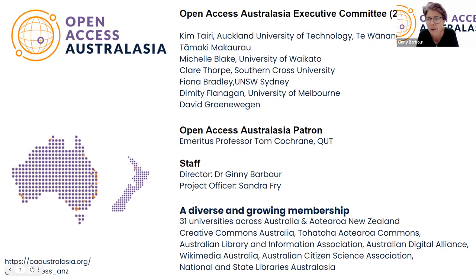If you're not fully familiar with Open Access Australasia, this is us. We're an organisation of 31 universities across Australia and Aotearoa New Zealand. We also have 7 affiliate organisations, and our newest ones, I'm delighted to say, are the Australian Citizen Science Association and National and State Libraries Australasia. We have a very diverse executive committee, drawn from across Australia and New Zealand, which is chaired by Kim Terry from the Auckland University of Technology.